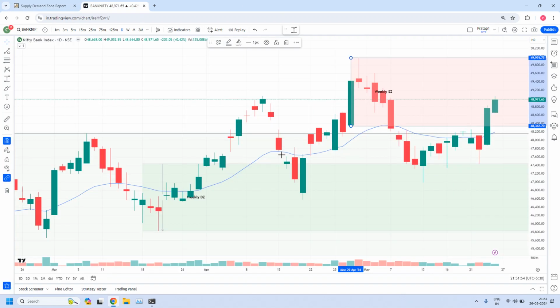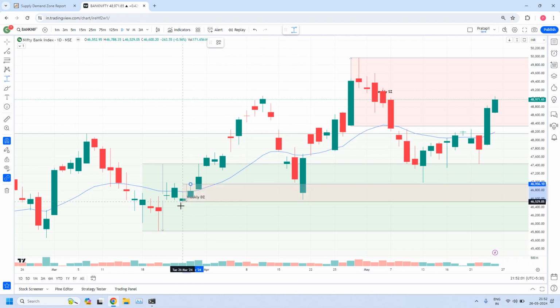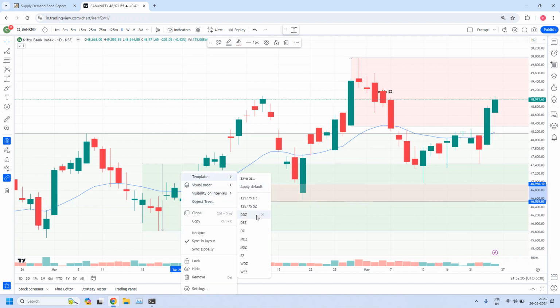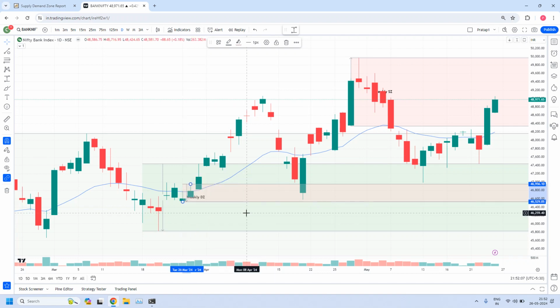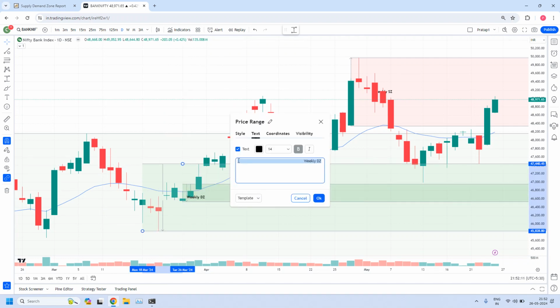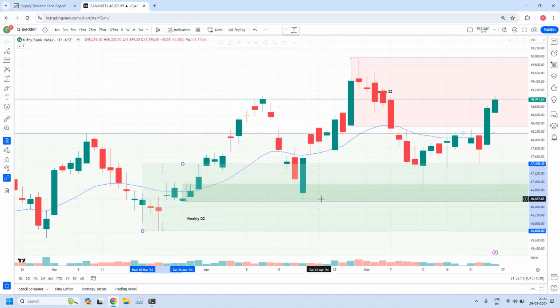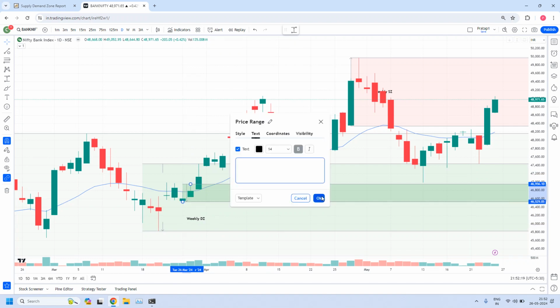So this is the zone we have to draw. This is the daily demand zone. Meanwhile, let me adjust the text, weekly text. Okay. So this is the daily demand zone.